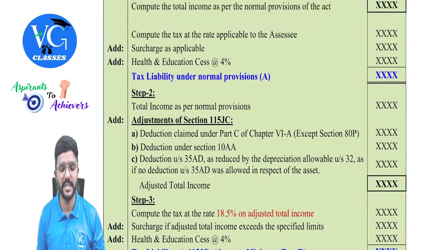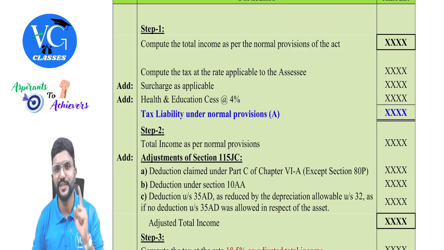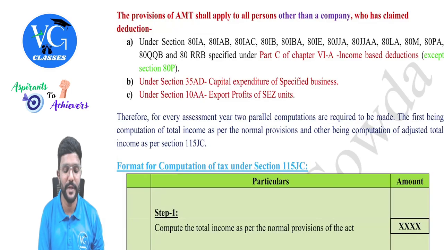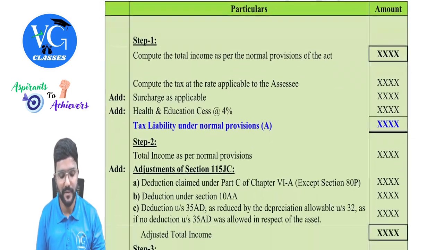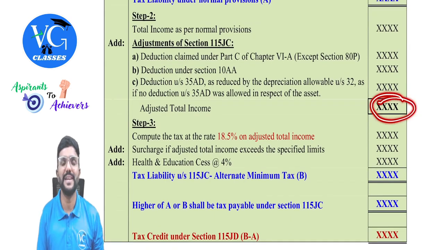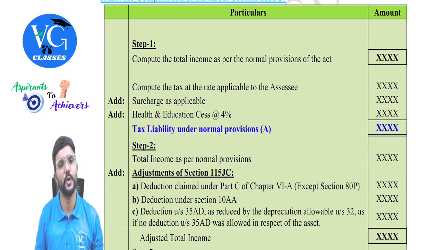That means such assessee has to pay tax as per normal provisions straight away. Guys, please be careful. This is only for slab rate assessee who has claimed any of this deduction. Still, even after adding it here, they are getting adjusted total income less than or equal to 20 lakh. In that case, AMT provisions is not applicable, which means the assessee has to pay tax as per normal provisions as the final tax.